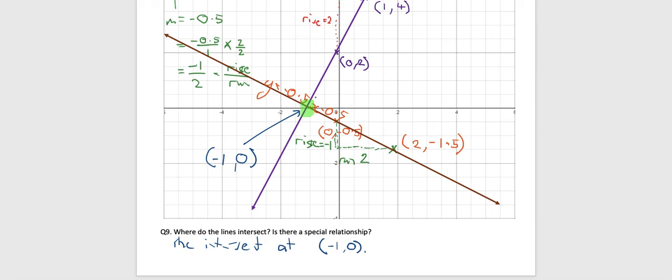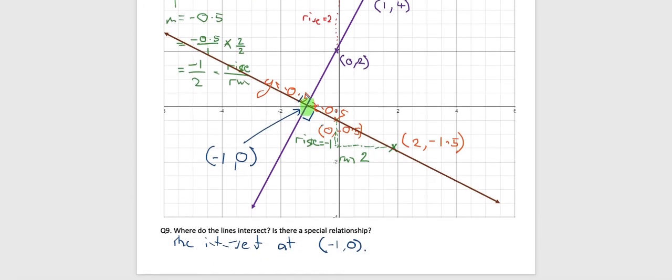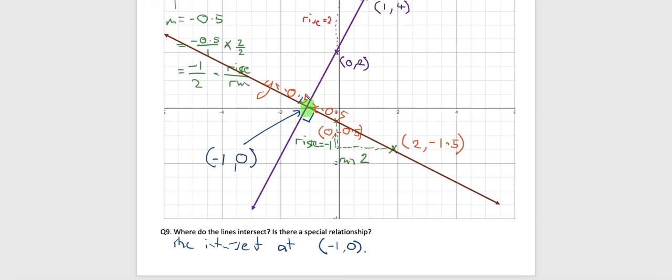And what is the relationship? Well, the relationship is perpendicular, because notice that the lines intersect at 90 degrees. Now we haven't covered this content just yet, but in the next lesson we're going to have a look at relationships of a line, and we'll have a look at how we can prove this algebraically.